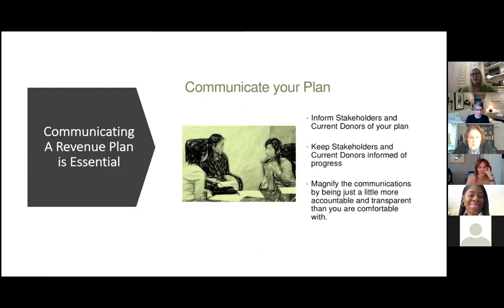So, communicating your plan. A lot of folks might just do this internally, but I have an argument that I think informing stakeholders and current donors of your plan for revenue, strategic revenue generation or transformation is a really good thing to do. It's not always comfortable, but it is a great thing to do, because it just makes you a little more accountable, a little more transparent than you might be comfortable with, but it comes across as a strategic conversation with your donors.